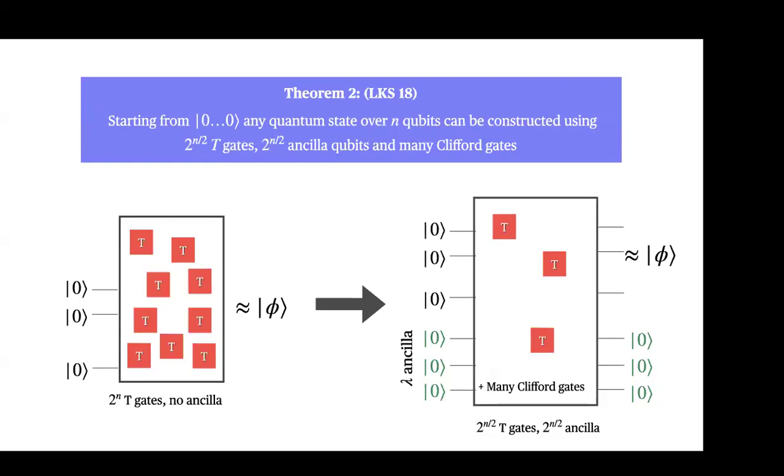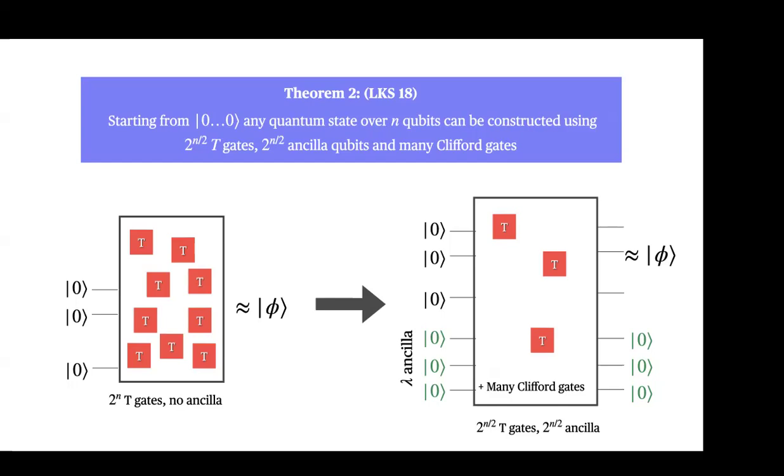So the second step is we just recite the theorem by LKS that if you start with the all zeros state over n qubits, then you can construct any quantum state using 2 to the n over 2 number of T gates, but many ancillas and many Clifford gates. Particularly, you will be using exponentially many ancillas, but for us that is okay, so long as the Clifford gates do not change the stabilizer rank.